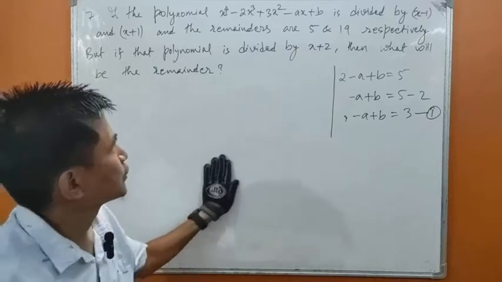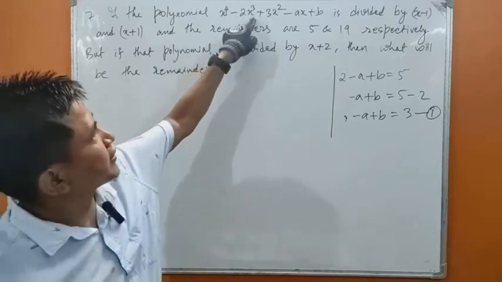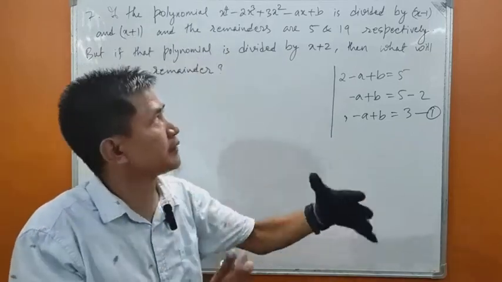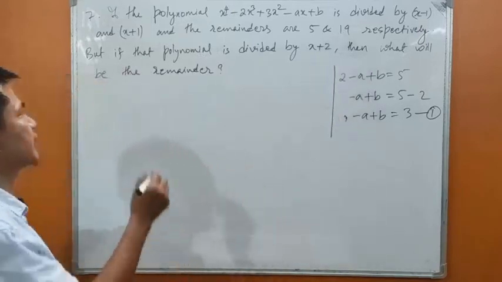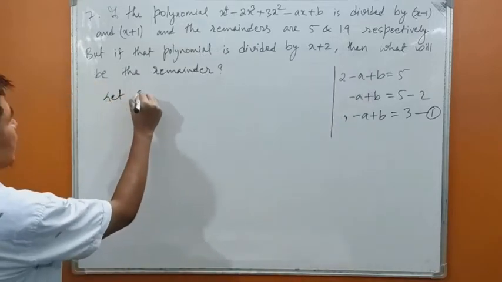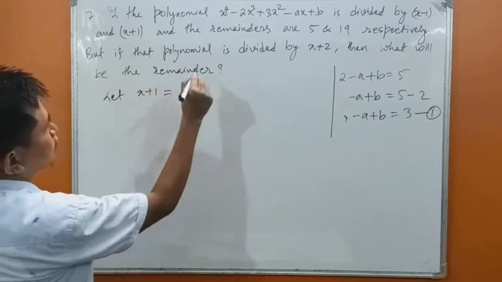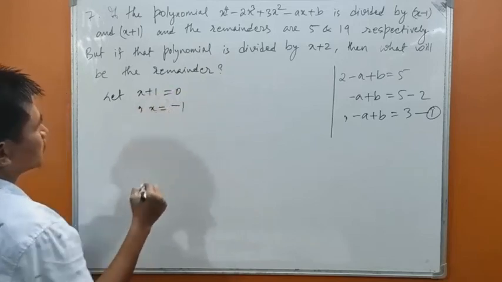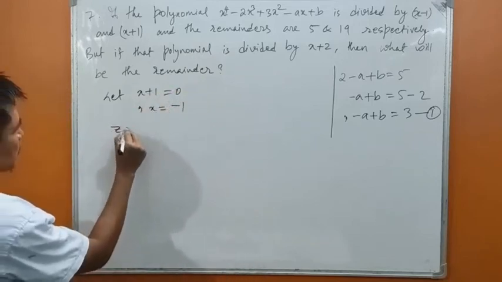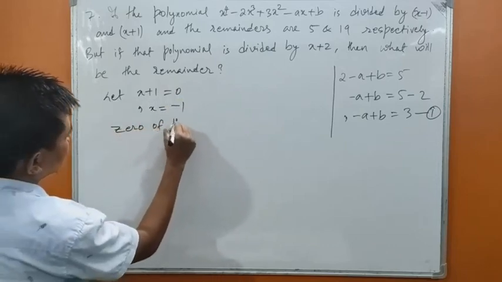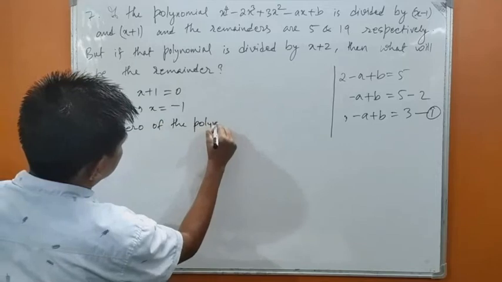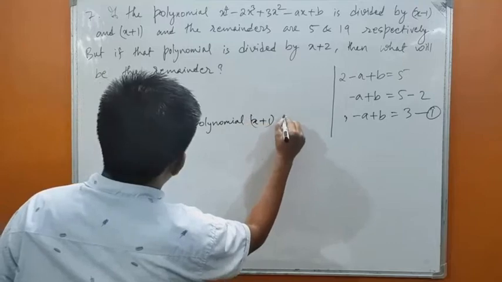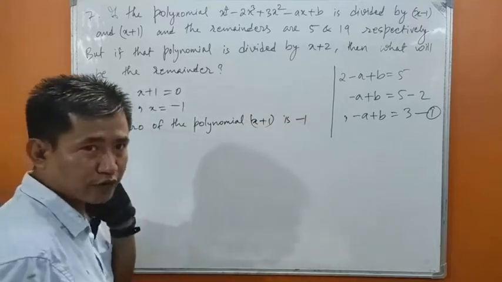Okay. So when we divide this expression by x plus 1, we get a certain remainder, and that remainder equals to 19 according to the question. Okay. Let x plus 1 equals to 0, or x equals to minus 1, when taken to the right hand side. So the zero of the polynomial x plus 1 is minus 1. Got my point?